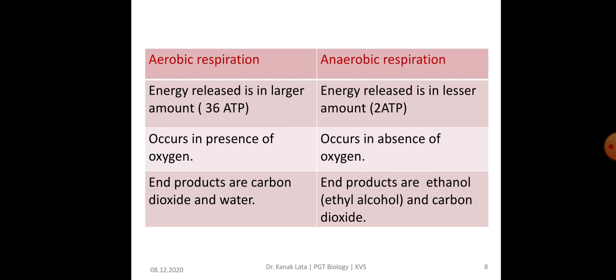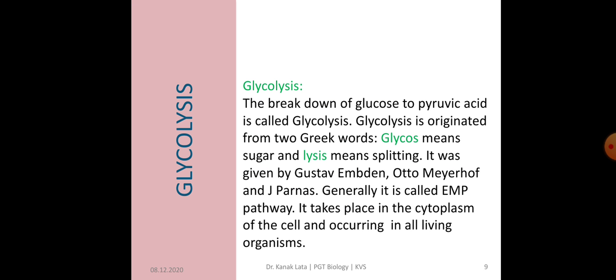In case of aerobic respiration, 36 ATP is released, whereas in case of anaerobic respiration, only 2 ATP is released. Aerobic respiration takes place in presence of oxygen, whereas anaerobic respiration occurs in absence of oxygen. End products of aerobic respiration are carbon dioxide and water along with energy. But the end products of anaerobic respiration are ethanol, also called ethyl alcohol, and carbon dioxide along with energy. Now let us discuss glycolysis.